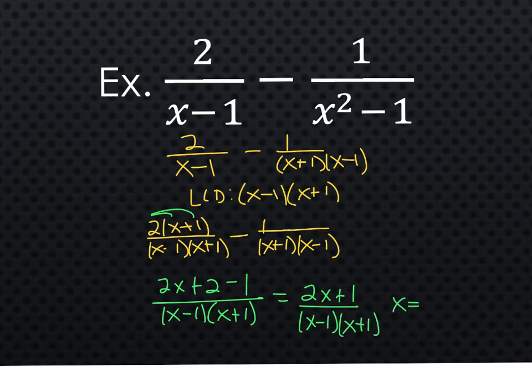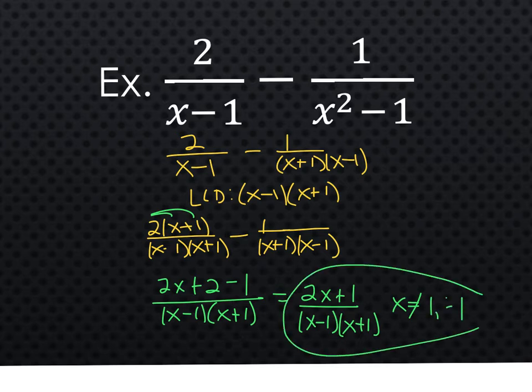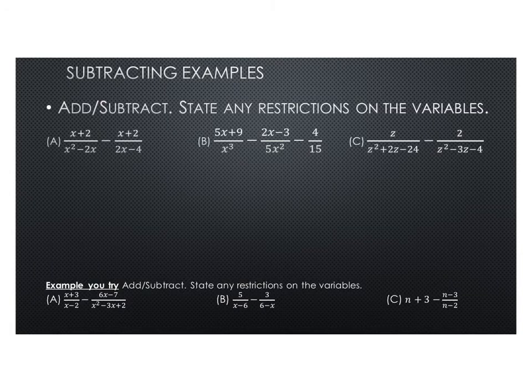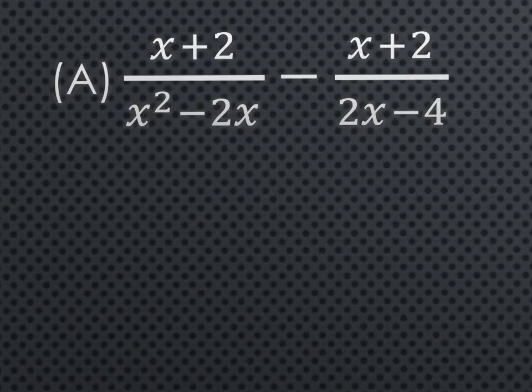And remember to state your domain. We look at our factored form. Typically, you can look at the lowest common denominator. So we have positive 1 and negative 1. And that's it. So just like with before, we're just going to look at some more examples, and we're going to practice subtracting this time. So in this first example, again, you want to make sure you have your denominators factored.